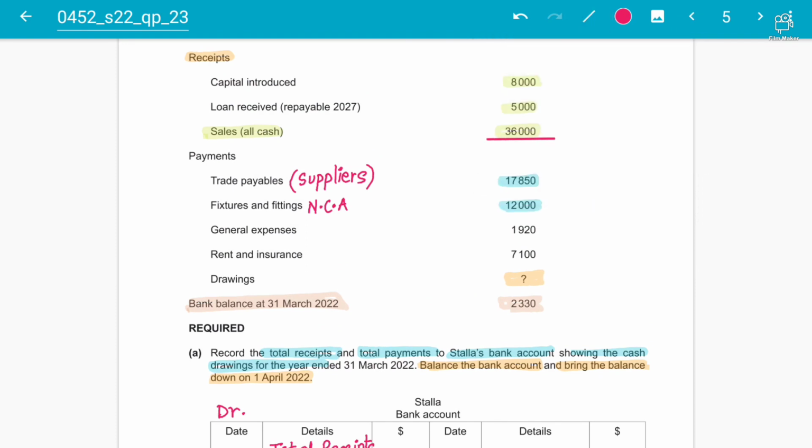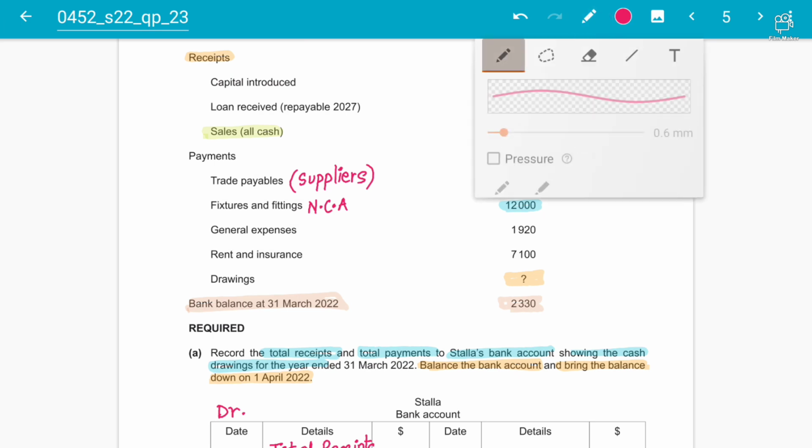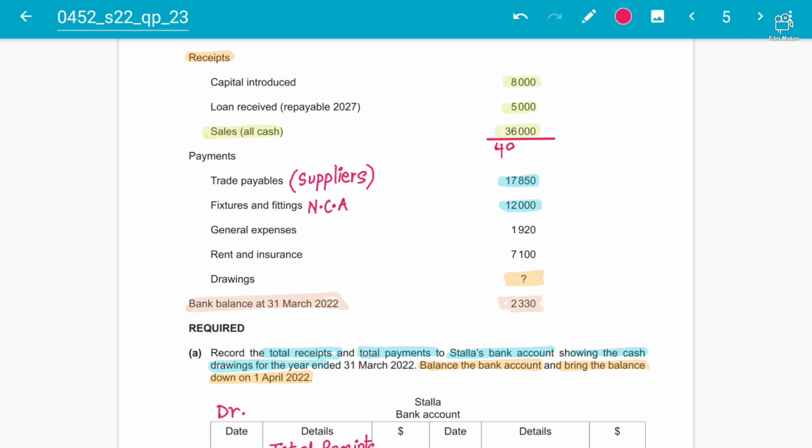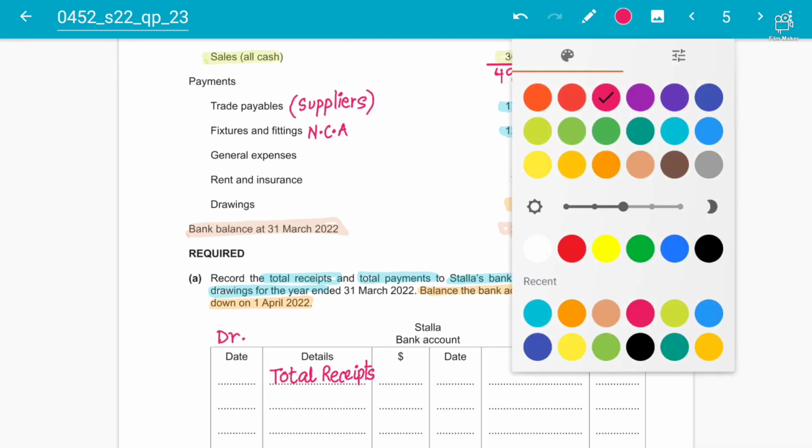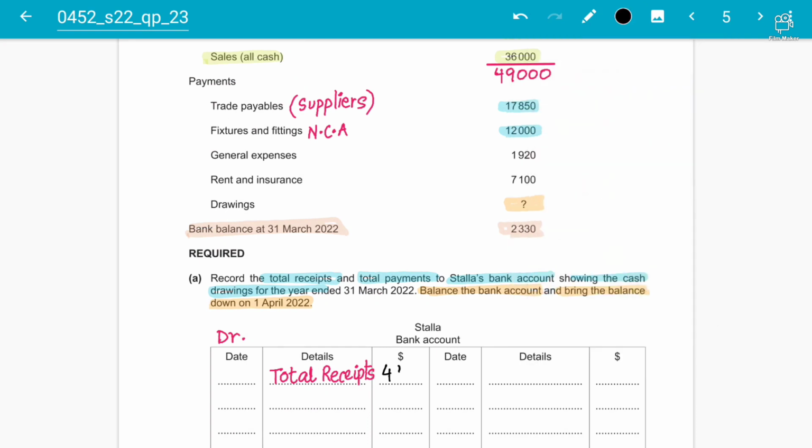So 36,000 plus 5,000 plus 8,000 is, sir, 49,000, okay? Hope students get this. So here we go, this will be 49,000 as the total receipts. I'm going to write it down here that total receipts are 49,000.